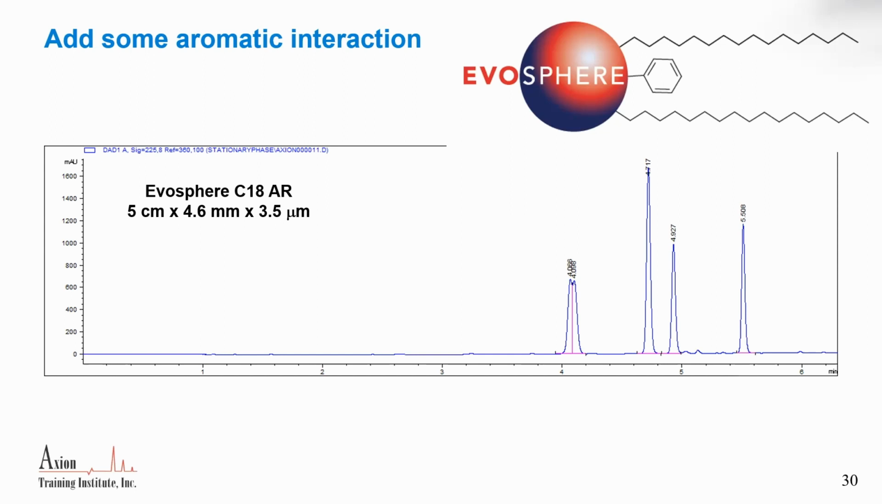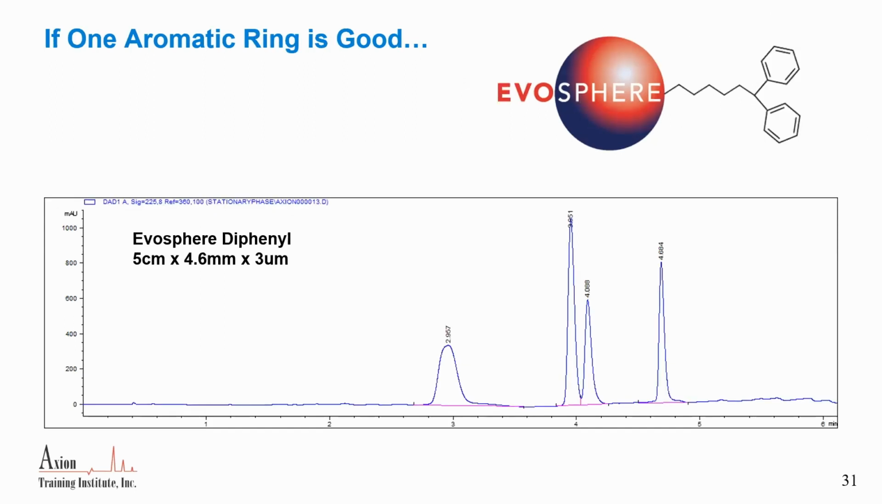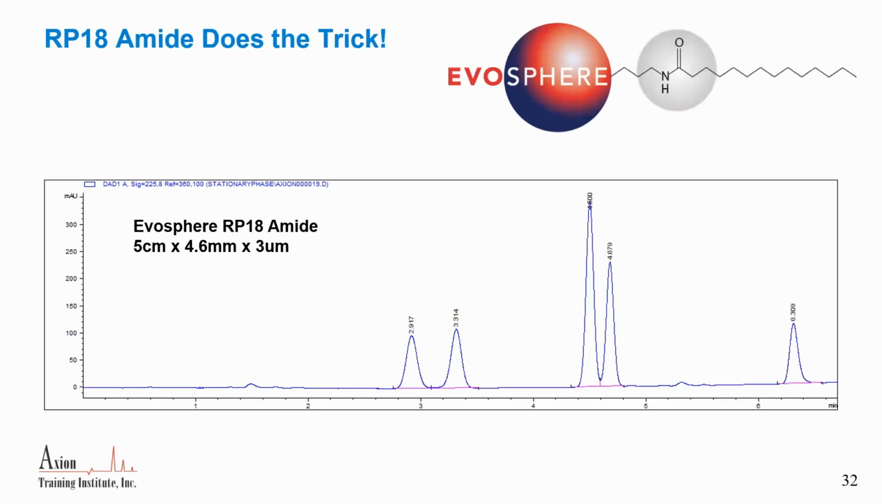Okay, we got more columns. We're not quitting. How about this one? If 1 benzene ring is good, 2 is better, right? My buddies, the Fagan brothers over at MAC-MOD, I think that's one of their favorite statements. So I have this diphenyl. I've got 2 benzene rings. They're floating out there in 3-dimensional space, and they can interact with any plane of your molecule. But it doesn't do it for us here. It's sort of neat. We're getting something, right? That first peak is broad because we're starting to resolve them, but clearly nothing that we're going to write home about. Okay, we're not going to quit.